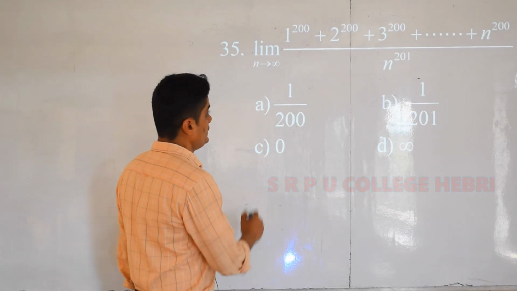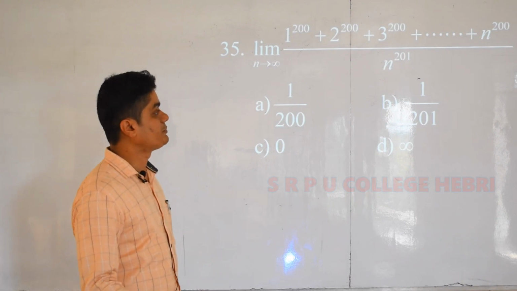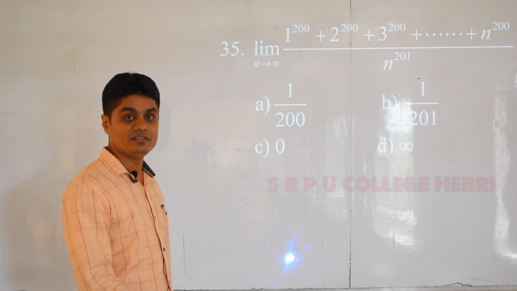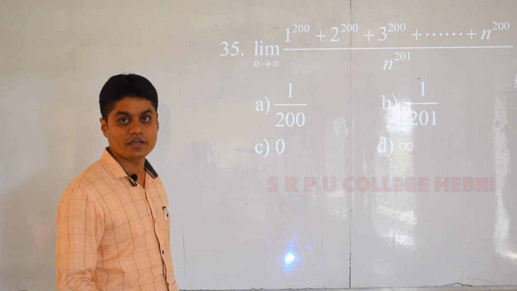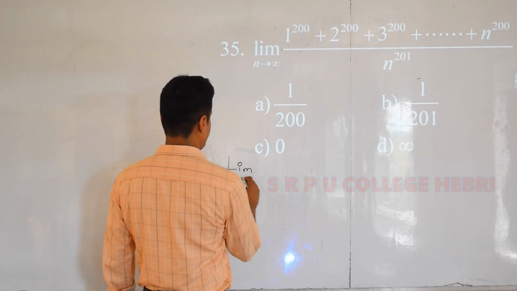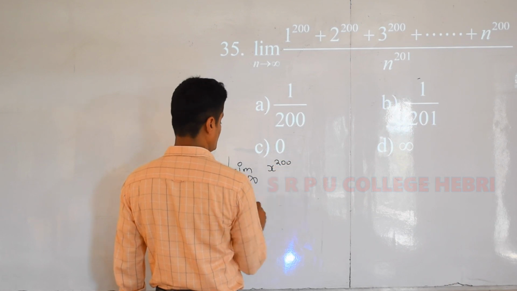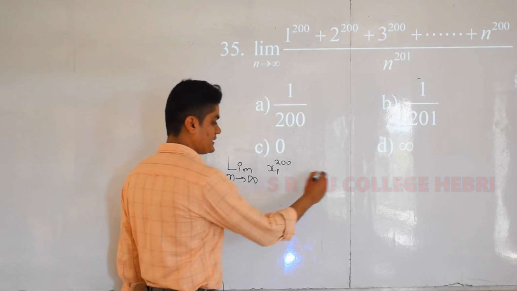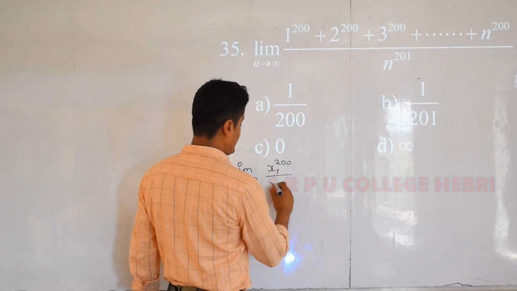See this. The question is: limit n tends to infinity of (1 to the power 200 plus 2 to the power 200 plus 3 to the power 200 up to n to the power 200) divided by n to the power 201. If you do it individually, 3 hours is not enough, even 3 years is not enough. So the method is different. Observe carefully, I'll rearrange the expression. Limit n tends to infinity. How can the numerator be written? As x to the power 200, where x1, x2, x3 are 1, 2, 3 and so on, then divided by n to the power 201.